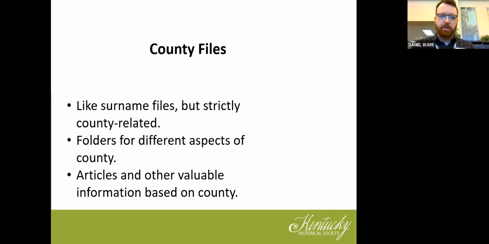And there are also county files, which, from what I can tell, are pretty similar to the surname files, except it's more directed towards the county itself. Usually you want to look here if you're looking for a particular church or a school in a particular county. A lot of the folders in these drawers will be like Jefferson County historic buildings, Jefferson County schools, Jefferson County maps. That's how they're usually separated. So it can be very useful if you're looking for a school or a particular building related to the county.